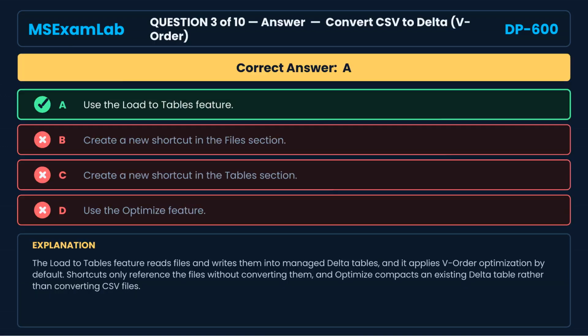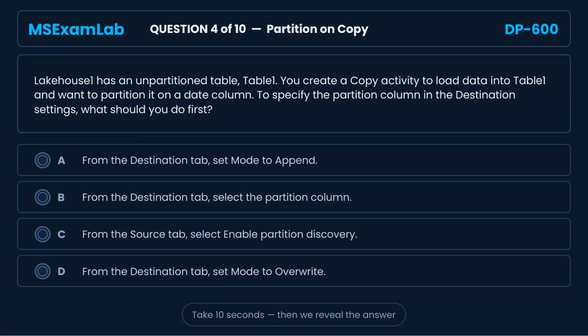The correct answer is A. The Load to Tables feature reads files and writes them into managed delta tables, and it applies V-order optimization by default. Shortcuts only reference the files without converting them, and Optimize compacts an existing delta table rather than converting CSV files. Question 4 of 10.